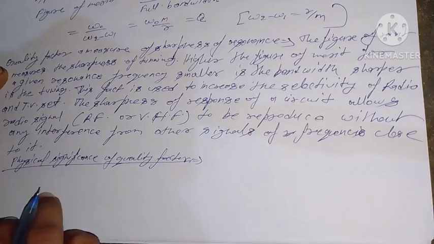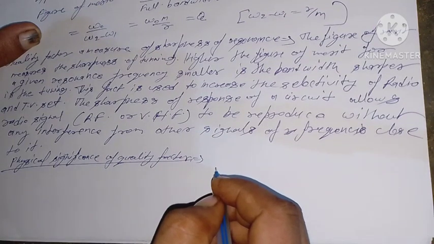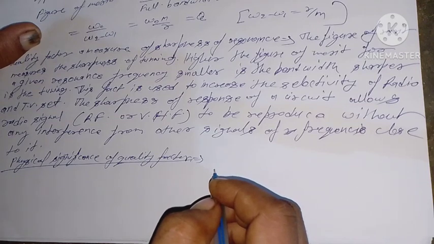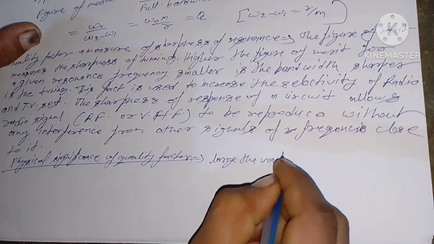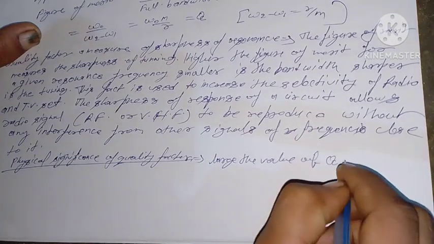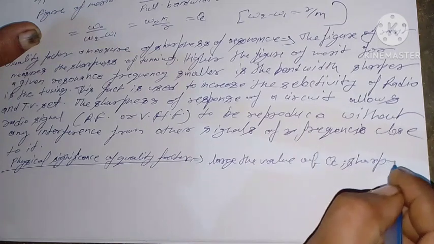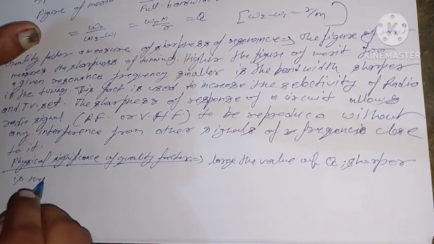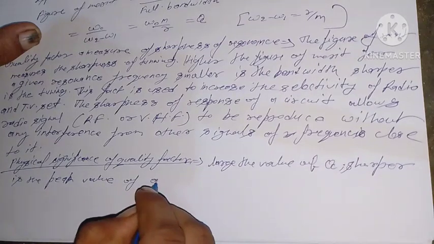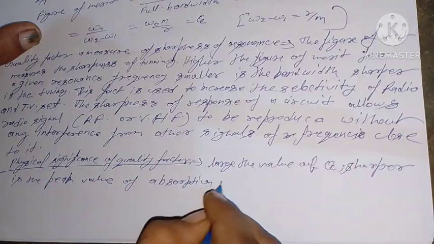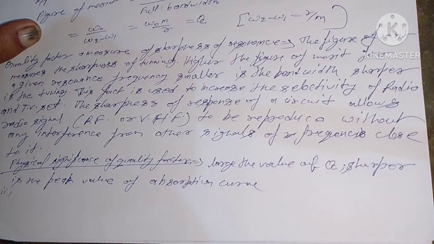Quality value represents the sharpness of absorption curve. The larger the value of the quality factor, the sharper is the peak value of the absorption curve. Okay? Second point.